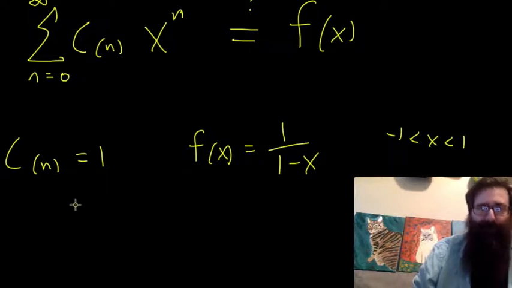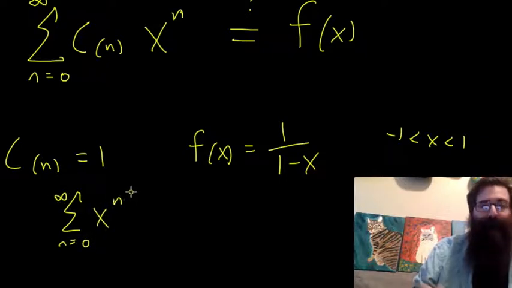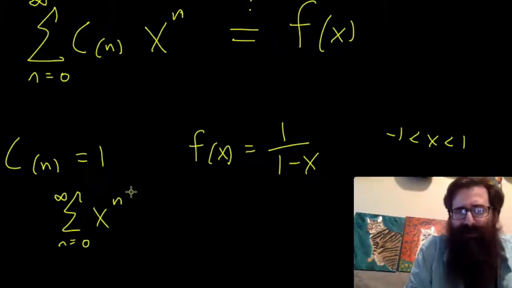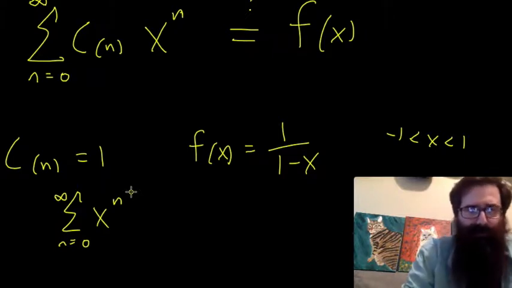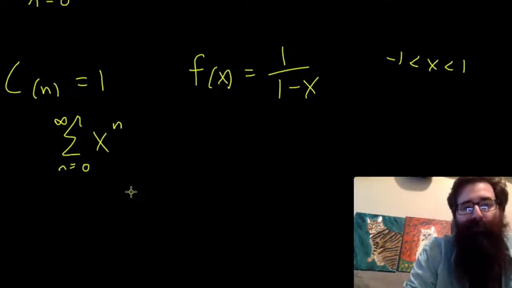And this is a very popular series. If c of n is just 1, then we're really just talking about the sum from n equals 0 to infinity of x to the n, which gives us this interesting sort of geometric series type result. And of course, there are others.